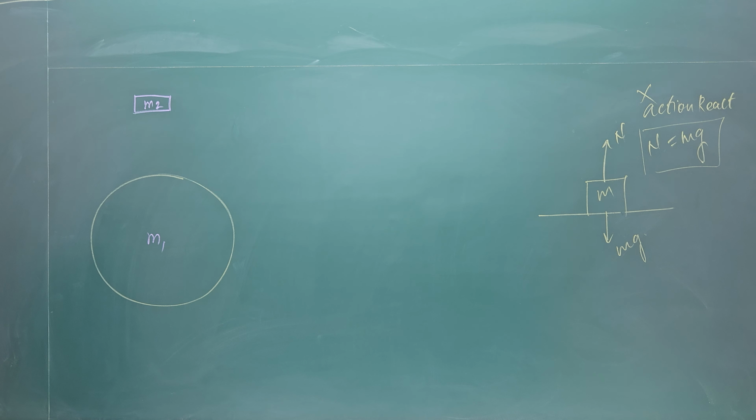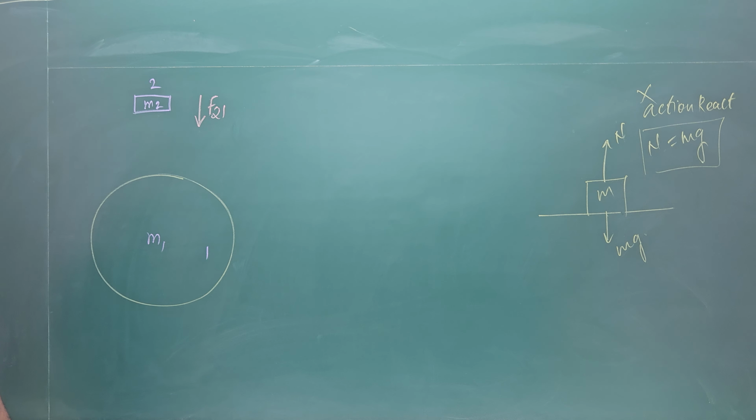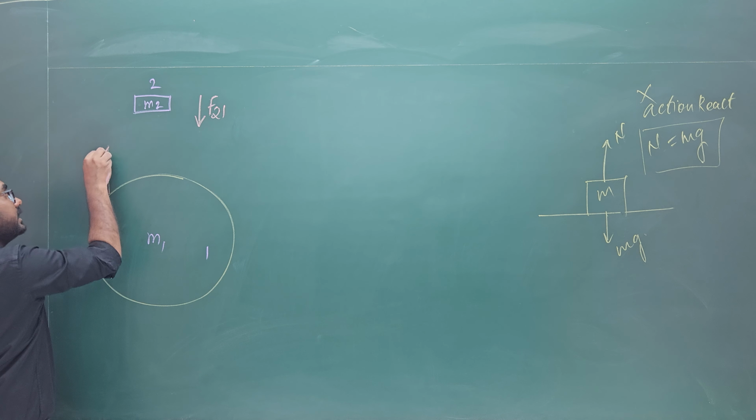Now tell me, will there be a gravitational force or not? Yes. In which direction does m1 try to attract m2? In the downward direction. So this is the direction of which force? Force on 2 due to 1. Yes or no? Similarly, can I also say that the second mass also tries to attract m1? Yes. In which direction? In the upward direction. So this is the force on 1 due to 2. Force on 1 due to 2 is in the upward direction. Force on 2 due to 1 is in the downward direction.